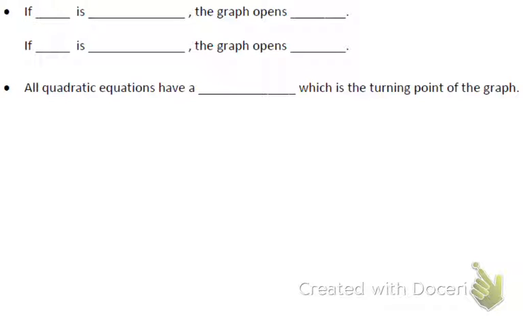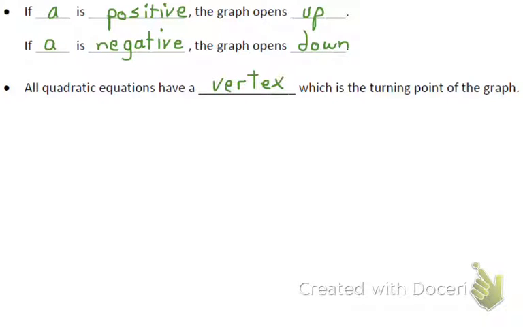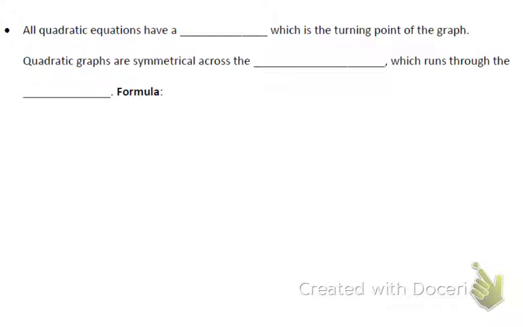If a is positive, the graph opens up. If a is negative, the graph opens down. All quadratic equations have a vertex, which is the turning point of the graph.